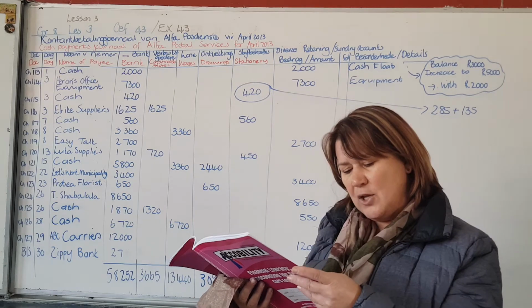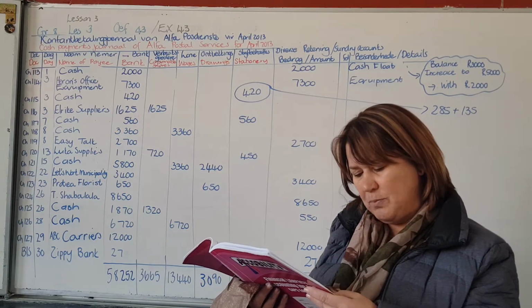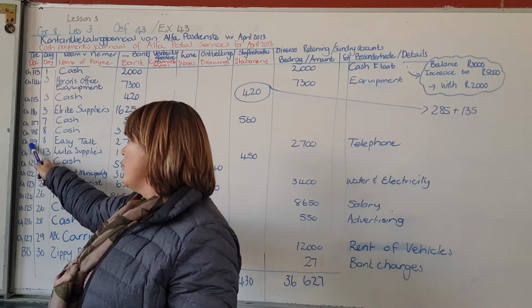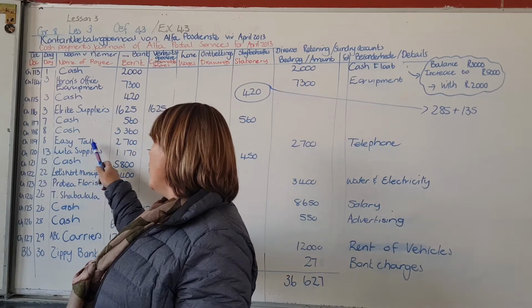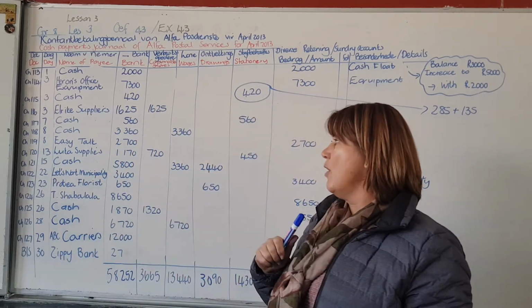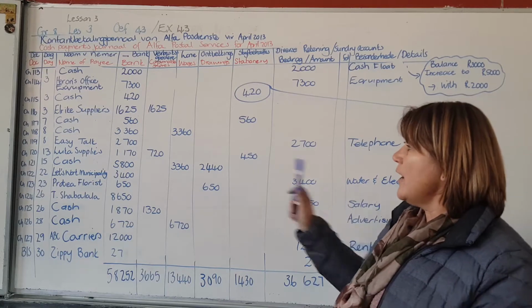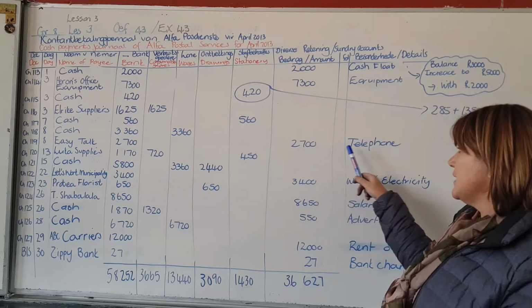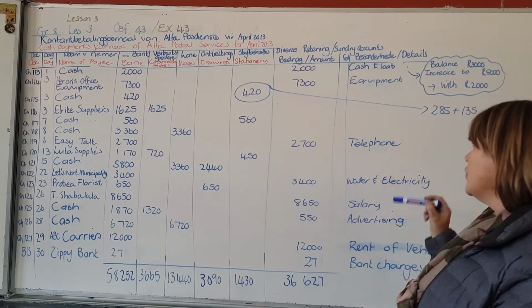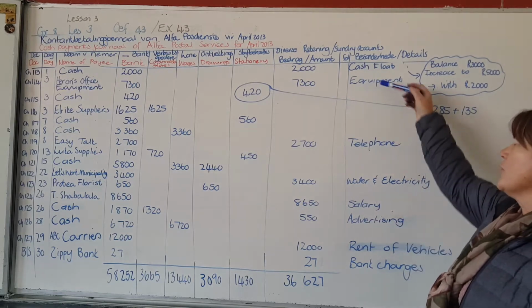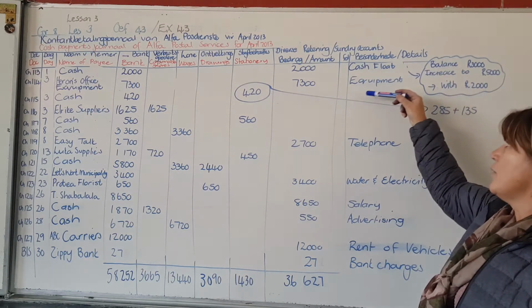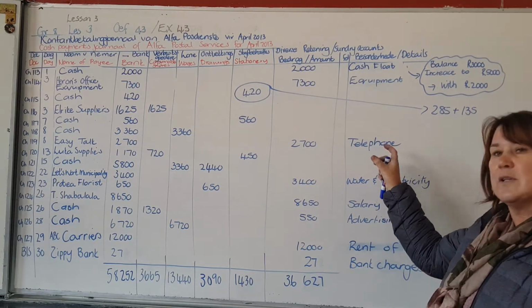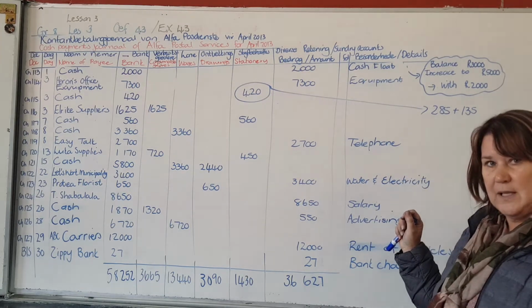Also on the 8th, issue a check to Easy Talk to pay the March telephone account, 2,700 Rand. So check 119 on the 8th, Easy Talk, 2,700 Rand was the value of the check, and you do not have a telephone column. So in your sundry accounts, 2,700 Rand telephone. Please do not write the word account, because this is also a cash float account, equipment account. So you will never write the word account. You'll only write telephone, water, electricity, salary.